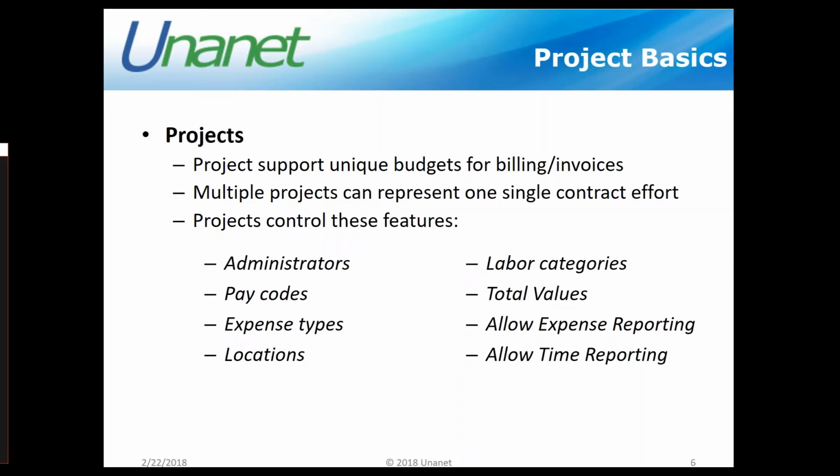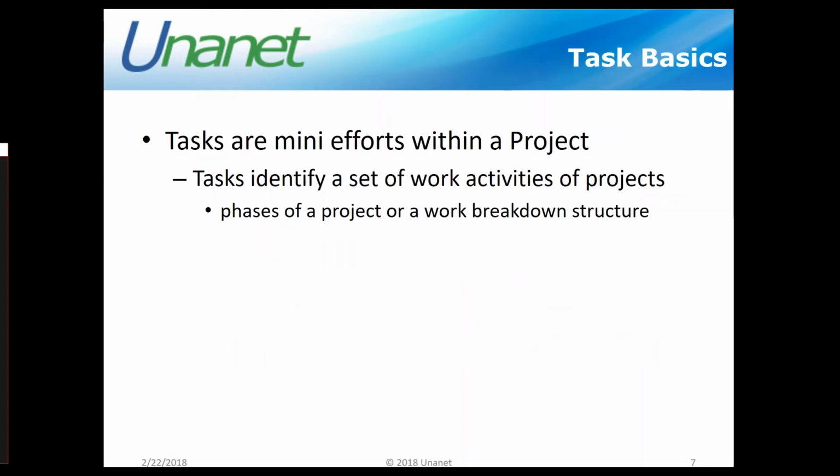But all things being the same, if we like this idea and we're okay with this configuration, we can go ahead and choose to add multiple tasks to our project code. I like to try and think of tasks as mini efforts within a project. So these are all related items that have something to do with our project code, and we don't mind them all being together. It is a great way to identify a set of work activities. Maybe you have phases of a particular project that you want to work with, or maybe there's a work breakdown structure, maybe there's a milestone, maybe there's small pieces of work that you would like to identify separately underneath your project code. A task is a great way to do that.